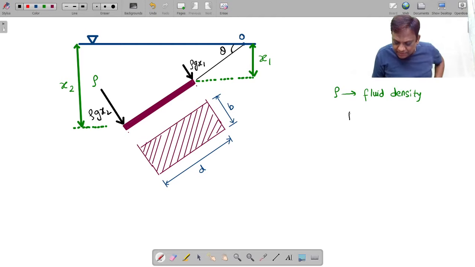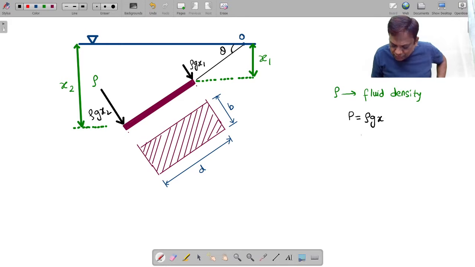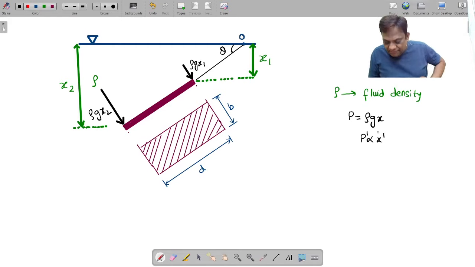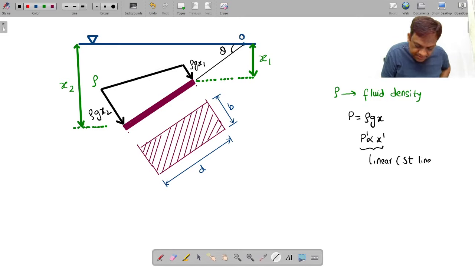Absolutely. We know, my dear students, pressure is equal to rho gh or rho gx, whatever it may be, depending on depth. So rho is constant, g is constant. Can I write pressure is directly proportional to x? See the power of pressure and depth. Both have power 1, means the variation of pressure is linear. Linear means straight line. So with depth, the pressure is increasing linearly. This is the variation of pressure on the surface.